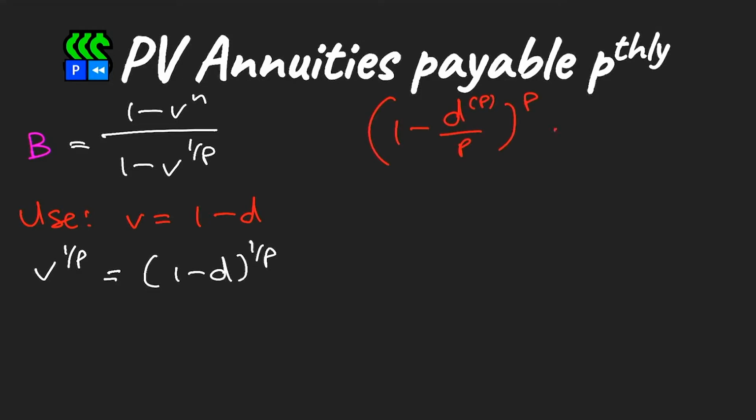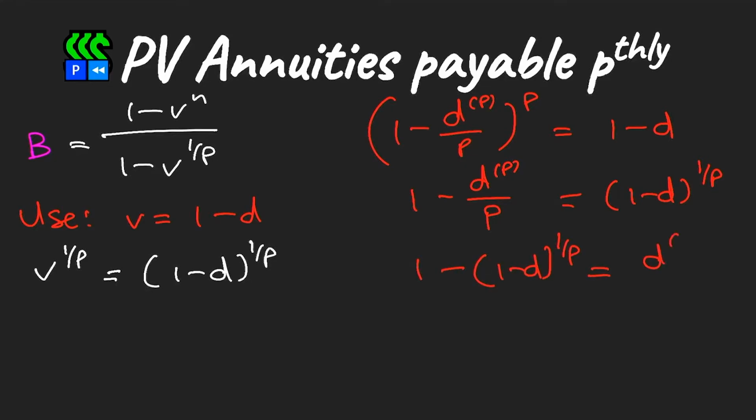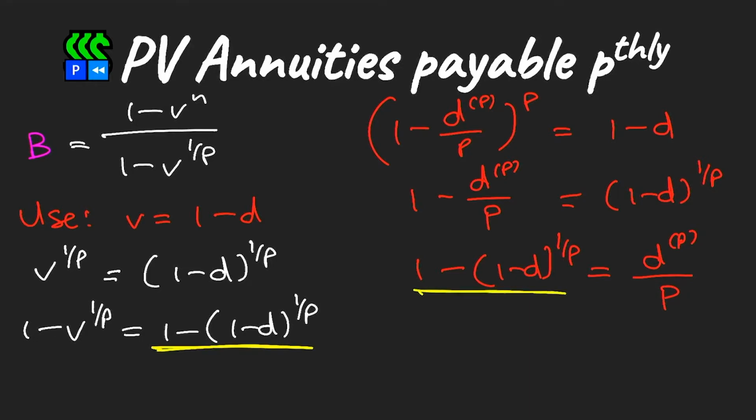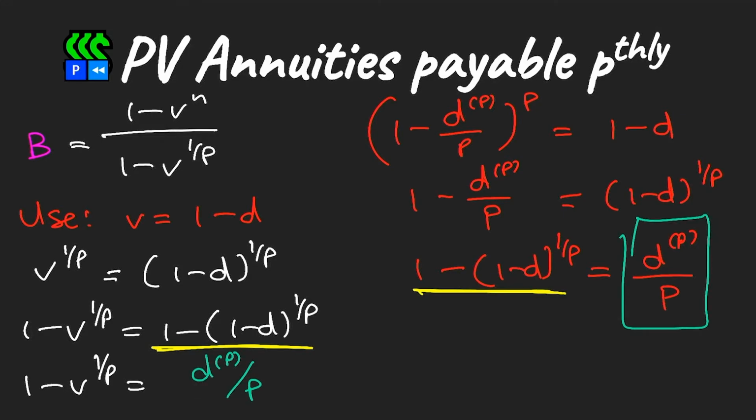We then use our relationship between nominal discount rates and effective discount rates in order to calculate what 1 minus d to the power 1 over p is, and then we simply take it across and we end up with 1 minus v to the power 1 over p is equal to d^(p) over p. We then can combine these two and replace the denominator in b using d^(p) over p.